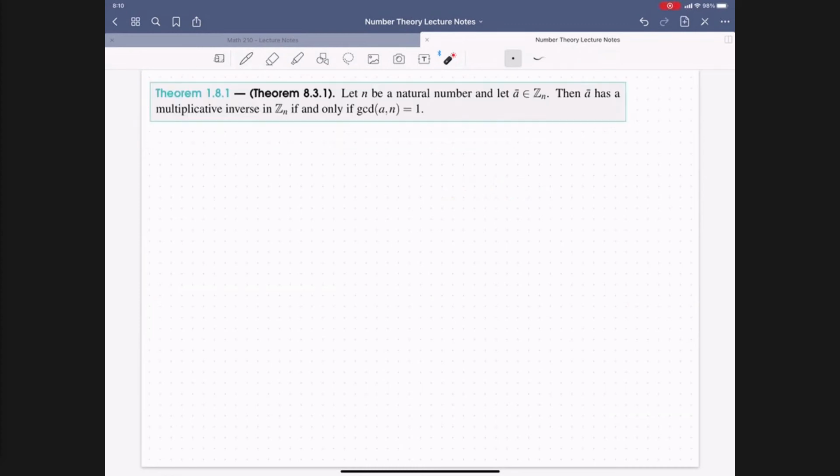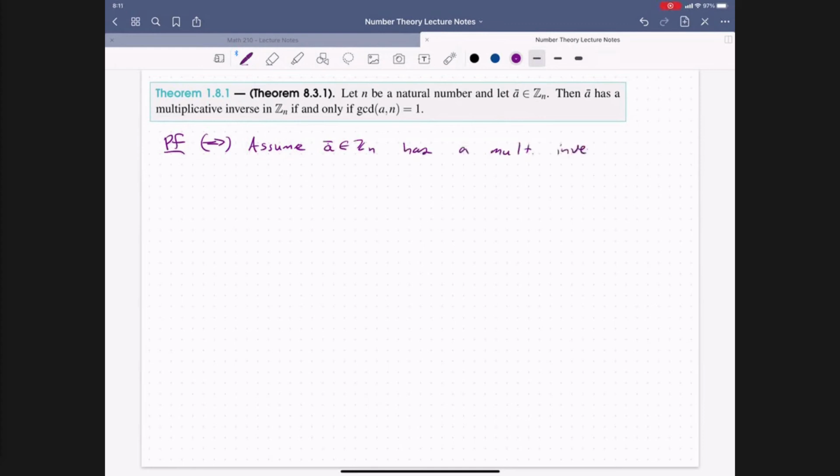So we're going to be working with n a natural number, and a bar a congruence class in the integers modulo n. And so the theorem says that a bar has a multiplicative inverse precisely when the GCD of a and n is 1. So in other words, a and n are relatively prime. So let's prove this. So we're going to do the forward direction first. So assume that a bar in the integers modulo n has a multiplicative inverse.